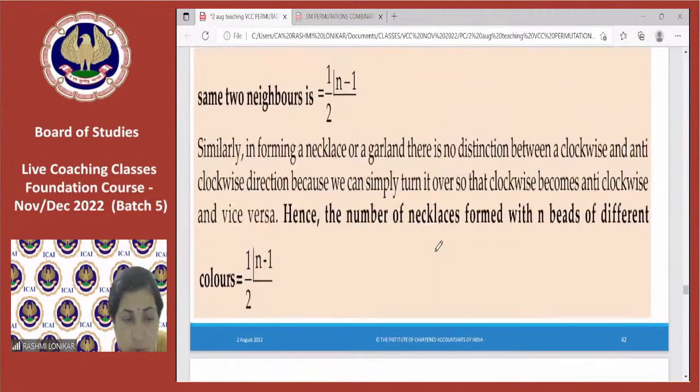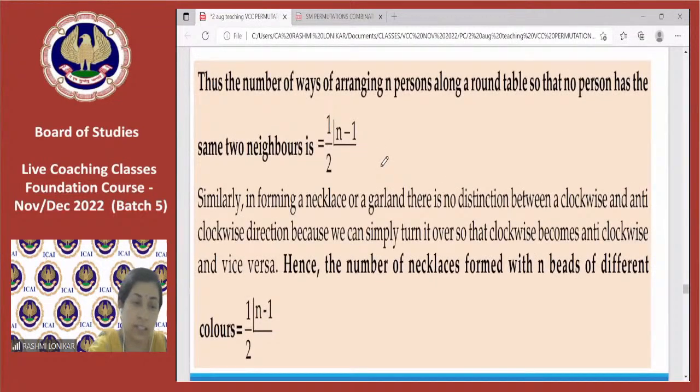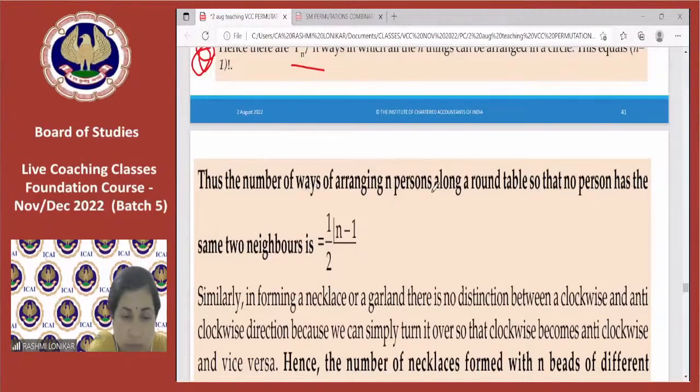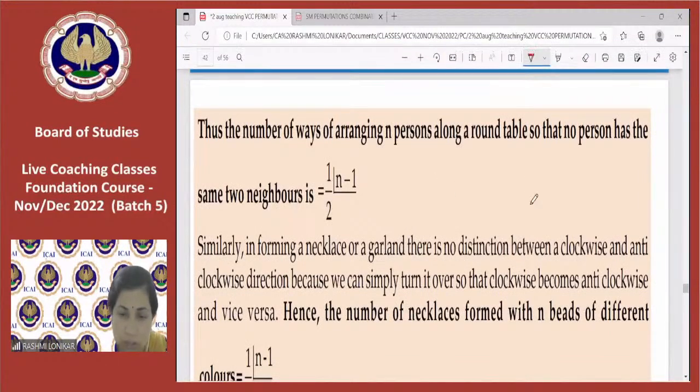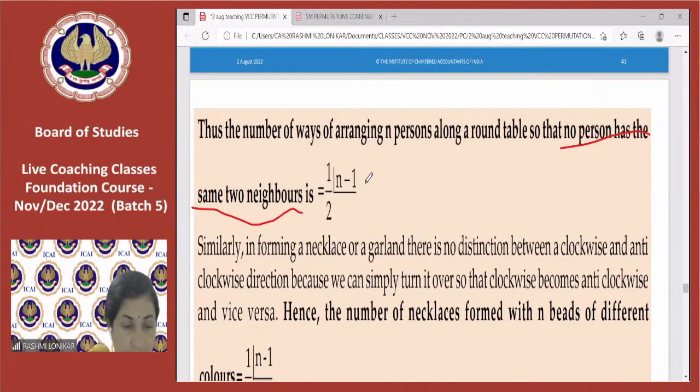If you want to avoid that, then they are saying that the number of ways of arranging N persons along the round table so that no person has the same two neighbors is given by 1/2 into (N minus 1) factorial.